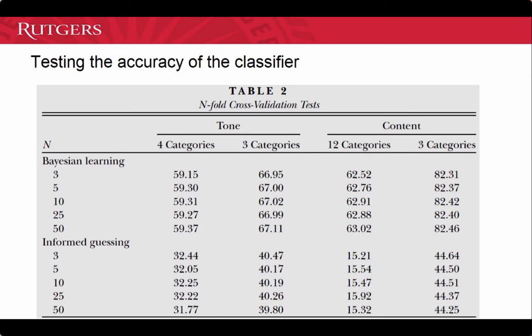So informed guessing is just a completely naive approach. It's just based on the probabilities. I can't quite remember exactly how he did it, but he's not doing any learning. How did he decide how many sets should be cross-validated? He's just testing different things out, to see if it makes a difference. Does it make a difference if we do 3 sets or 50 sets? And it didn't make a big difference. Any questions about that?